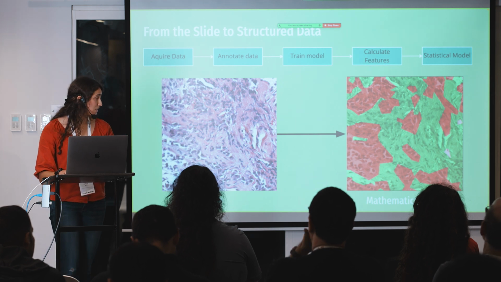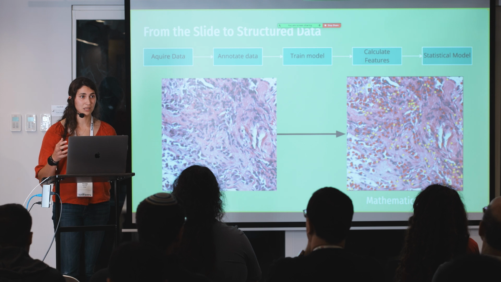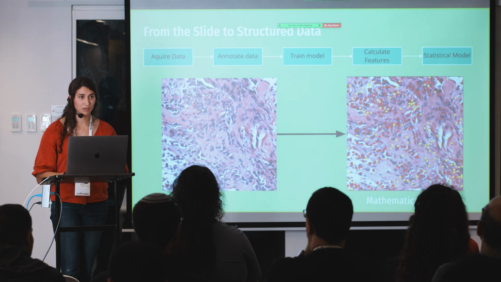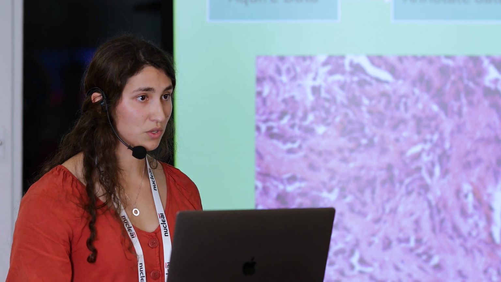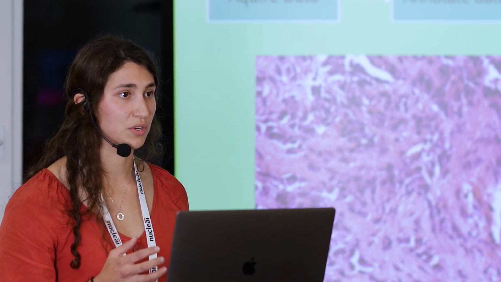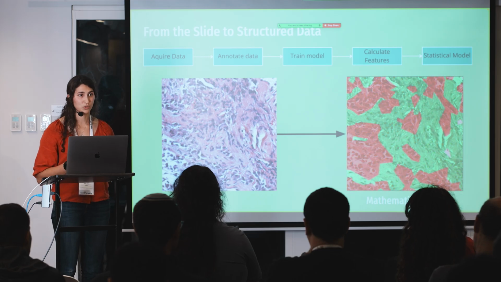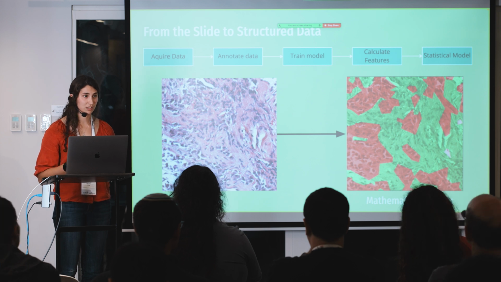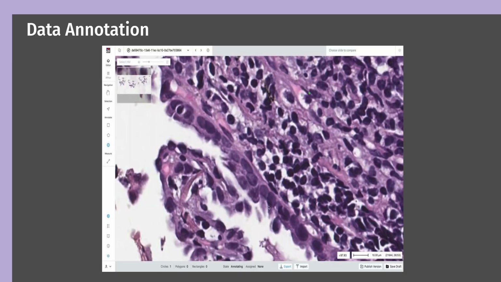We can then input these structured results into a feature calculator. We can then calculate high-level features that are going to give us more insights into what we see in our slide. And then we can output those into a statistical model to make any sort of prediction. Perhaps we want to look at how responders to a certain drug look versus non-responders. Or perhaps we want to give a diagnosis. We want to classify tissue as cancerous or non-cancerous. So let's go step by step into this process.